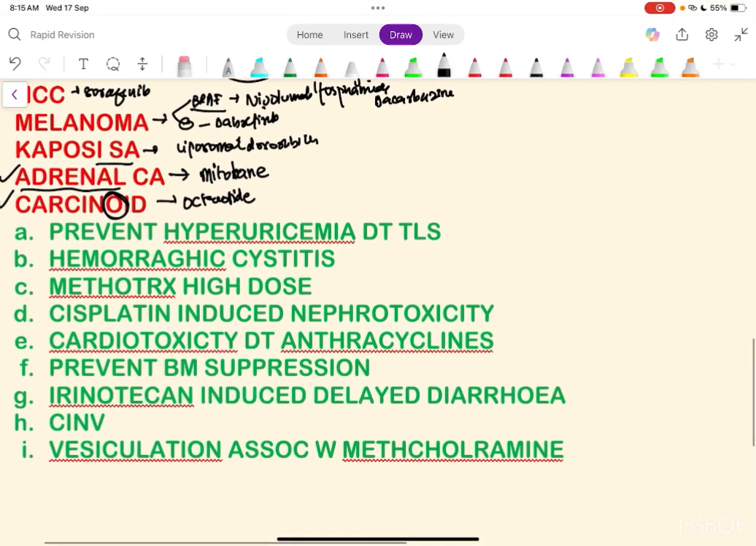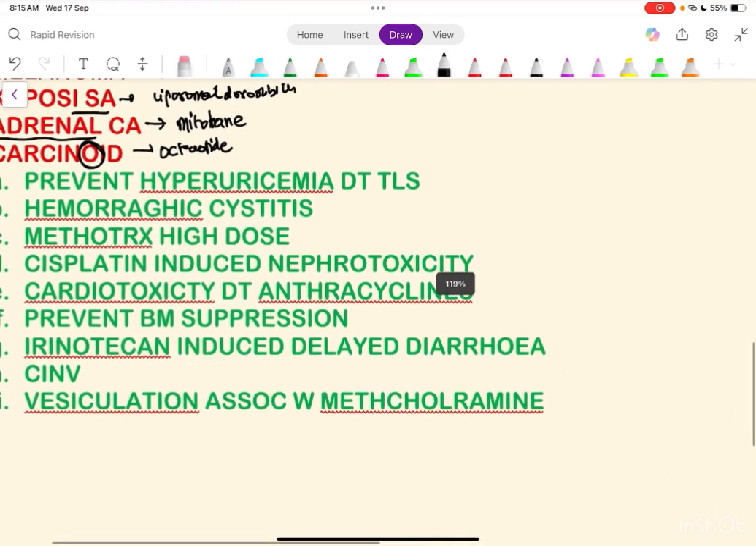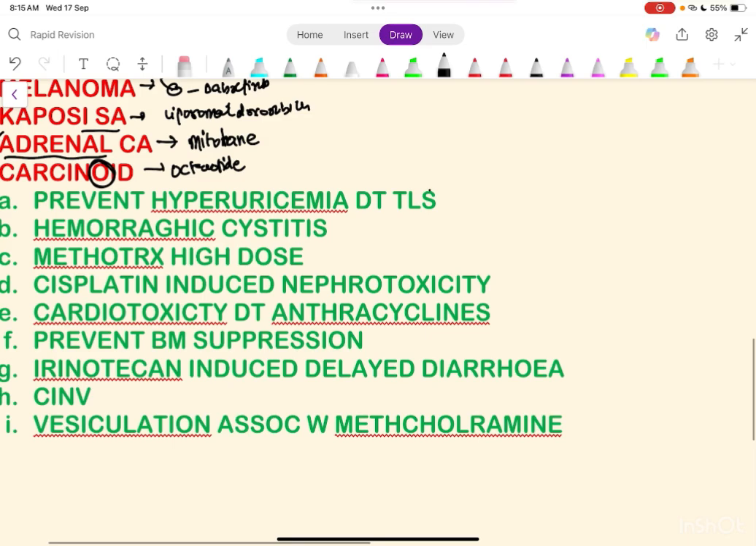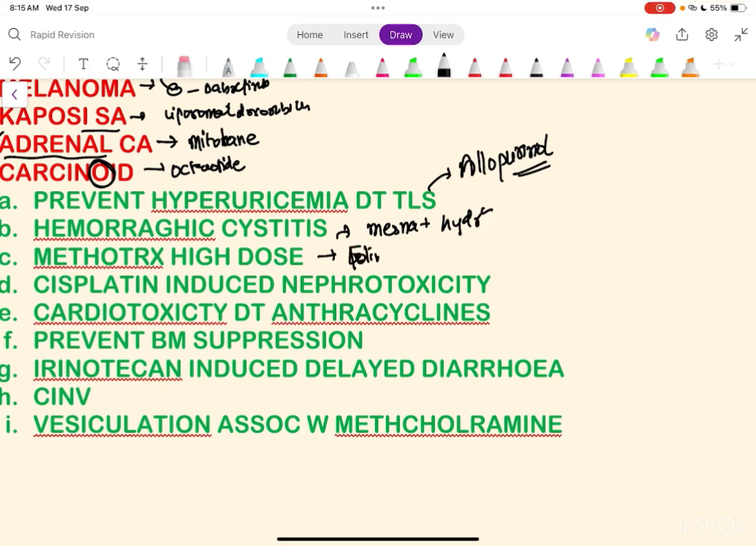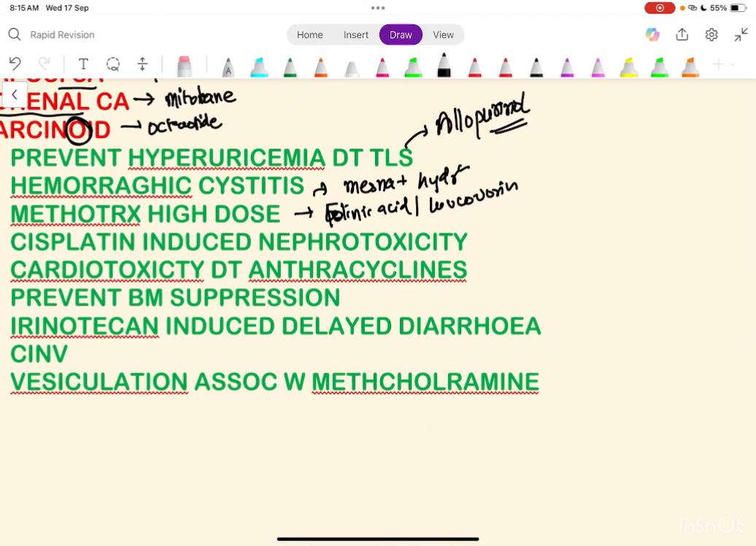Okay, now we'll just go through some toxicity and basically the reversal agents. So if you have hyperuricemia due to tumor lysis syndrome, we will use allopurinol. Okay, and if you have hemorrhagic cystitis, then we will use mesna plus hydration. If you have high dose methotrexate given, then you will use folinic acid or basically leucovorin. If there is cisplatin induced nephrotoxicity, then we give a radioprotector, that is amifostine.